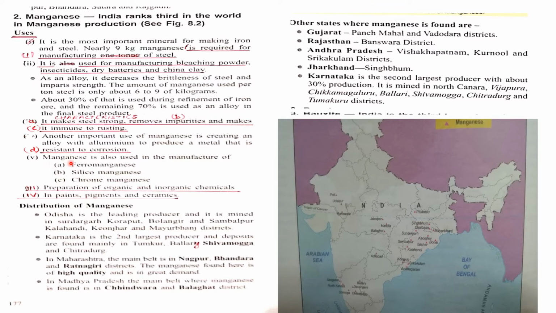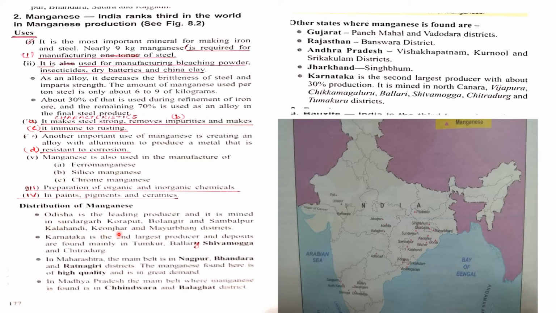Now this manganese is also used in the manufacture of ABC, which will not be done, it is not so important. Then it is used in the preparation of organic and inorganic chemicals. Then it is also used in paints, pigments and ceramics. So these are the uses and characteristics. So please categorize it and be clear with what you are writing under the topic uses as well as under the topic characteristics. Now distribution.